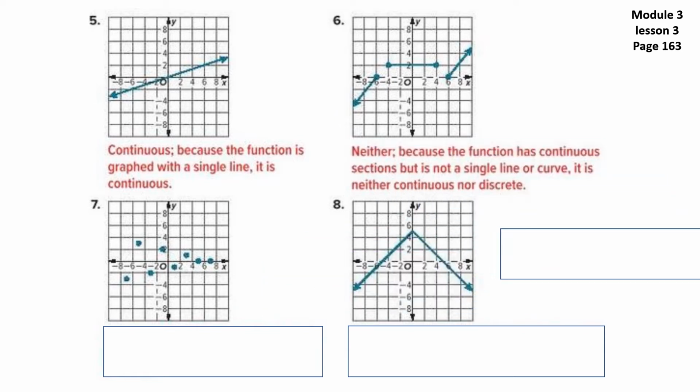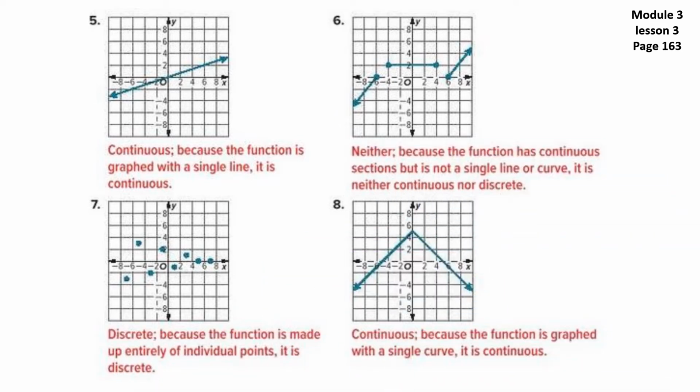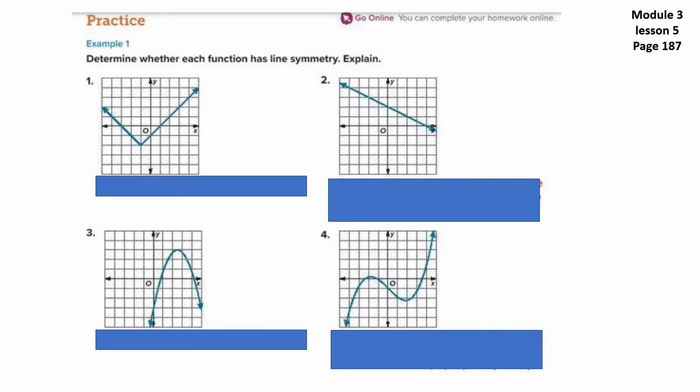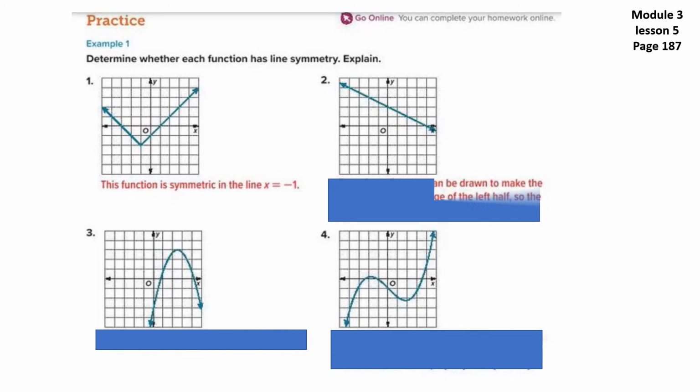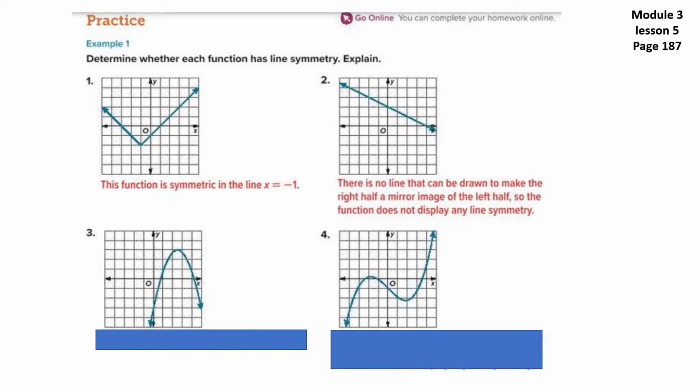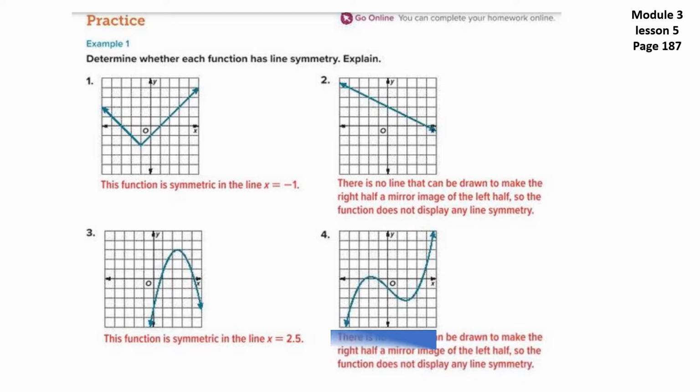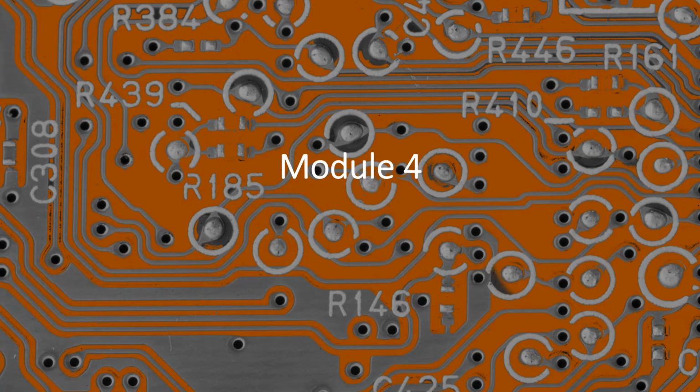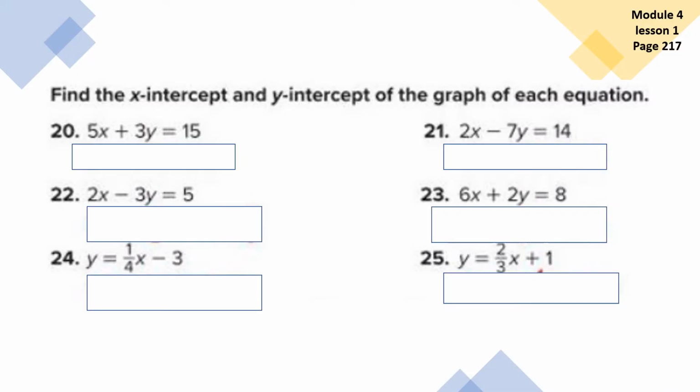Continuing, we have more questions here. If you want to see the detailed steps, please watch my last video. I will put the link in the description box where you can see how the answers are obtained. So these are the questions. The function is symmetric across which lines? You can see very carefully. Module 3, lesson 5, page 187. Moving on, we have module 4.